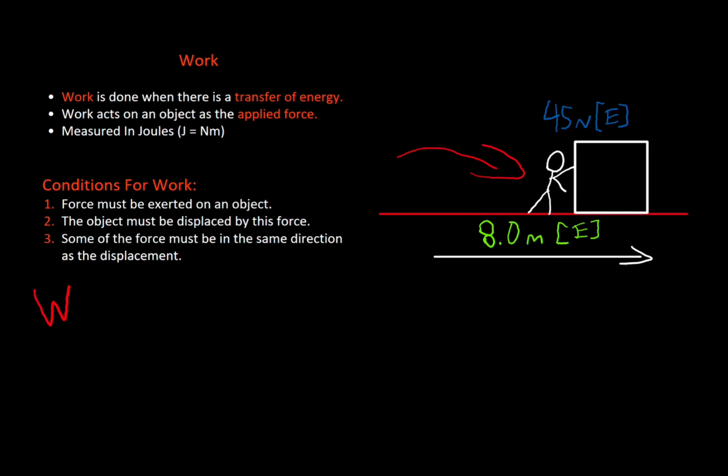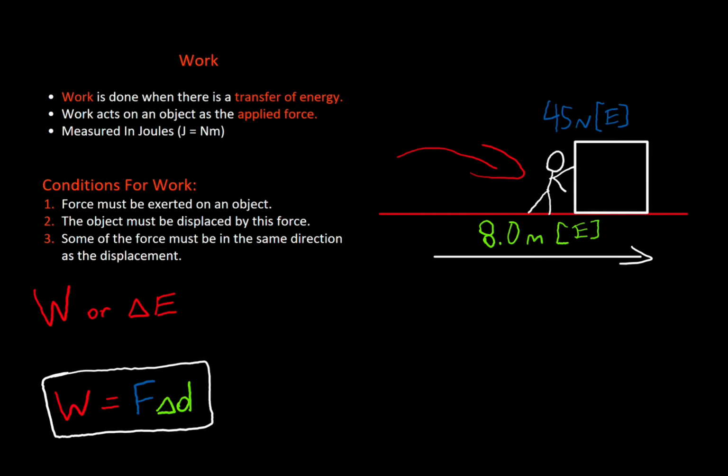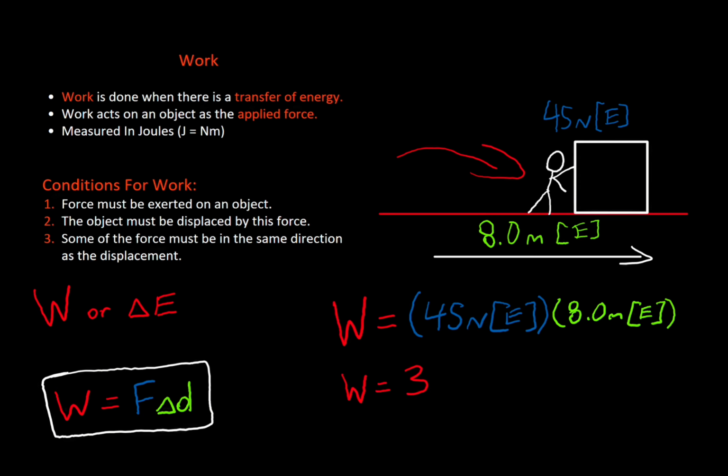The variable for work can be W or delta E, which means a change in energy. For this example, and ones like it, it's better to use W, but in questions involving electronic devices, delta E is more appropriate. The formula for work is force times delta D, which can either be distance, height, or the overall change in position. Plugging in these units, 45 newtons east times 8 meters east, the work required for this man to push this box is 360 joules of energy. Let's move on to another practice problem.